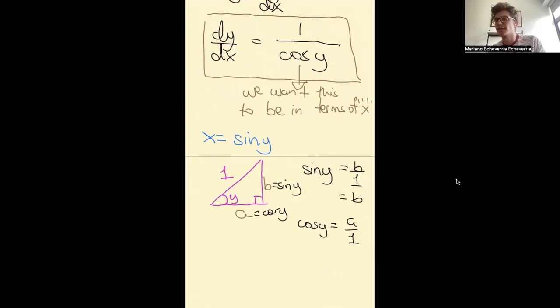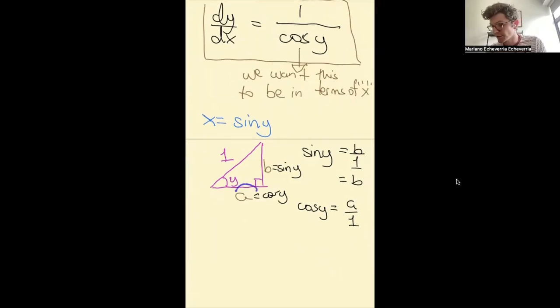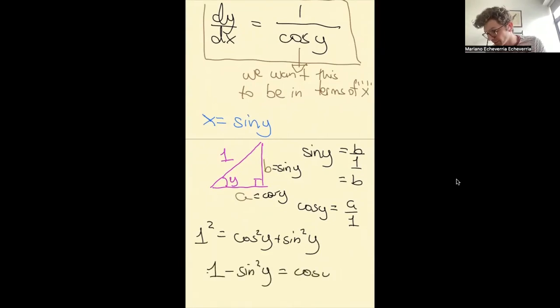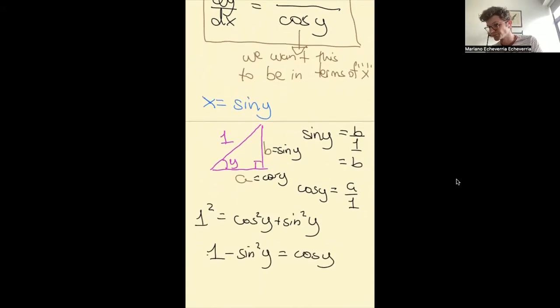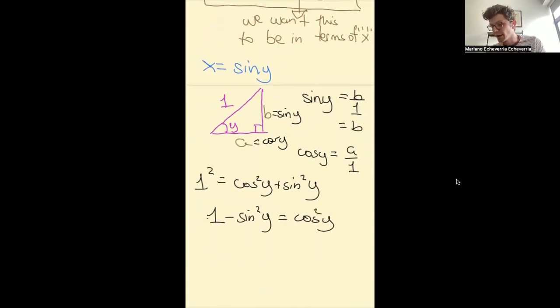But because you have this identity that cosine squared plus sine squared equals 1, which is Pythagoras theorem. So just remember that identity. So 1 squared equals cosine square of y plus sine square of y, which gives you that 1 minus sine square of y is the cosine square of y. And so when you take square roots, you get root of 1 minus sine square of y equals cosine of y.